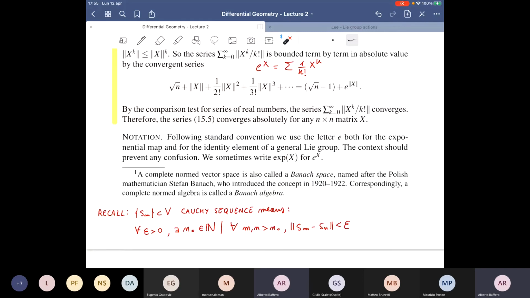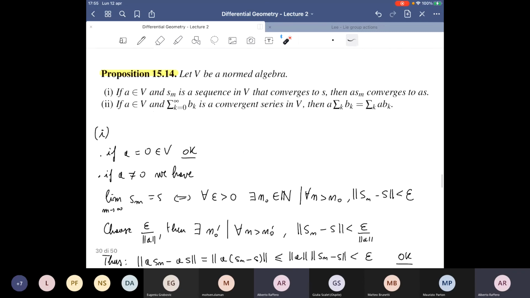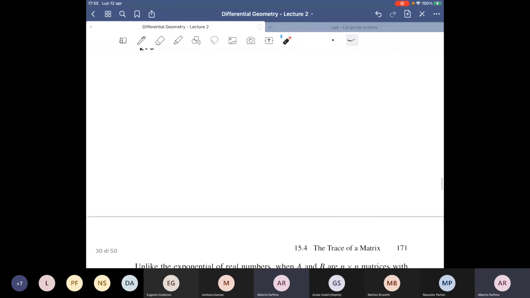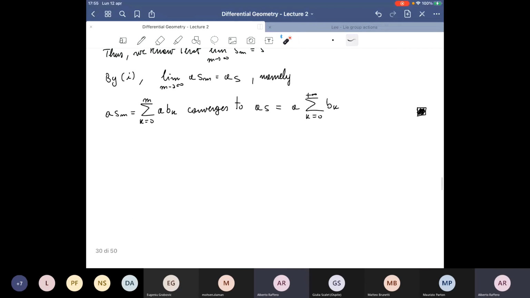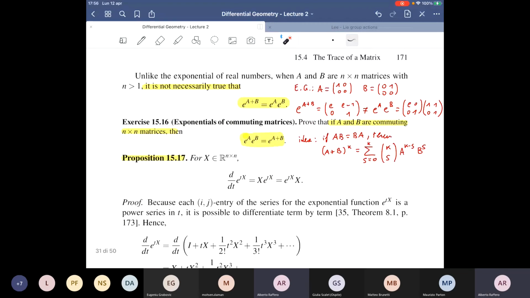So you use these results from analysis if you want to show that in this way, considering this infinite sum of powers of matrices, you will end up again with a matrix. So here you will find the proof of the proposition, and you will receive the PDF of this presentation later in the next days, I think.